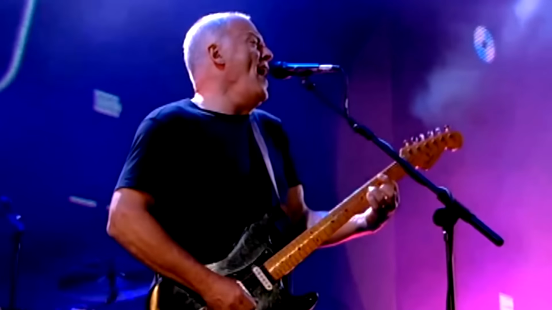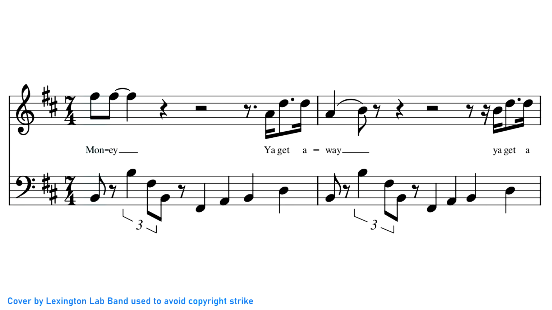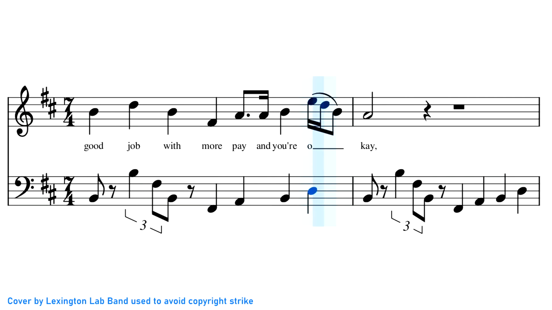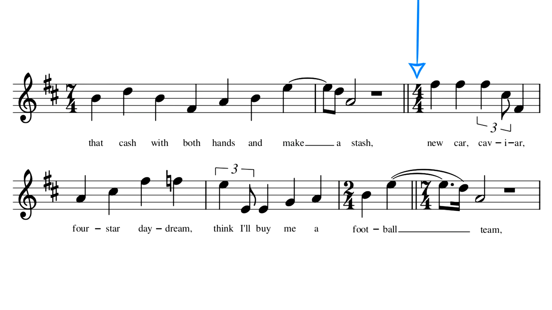Now, since the beginning of this video, I'm sure most of you have been shouting at your screens, "Money!" And yes, Pink Floyd's Money from Dark Side of the Moon is a brilliant example of 7-4. Although, Money isn't 100% in 7-4. Not only does the guitar solo section switch to a rocking 12-8 time, but also, this section of the verse is actually in 4-4 with a one-off bar of 2-4.